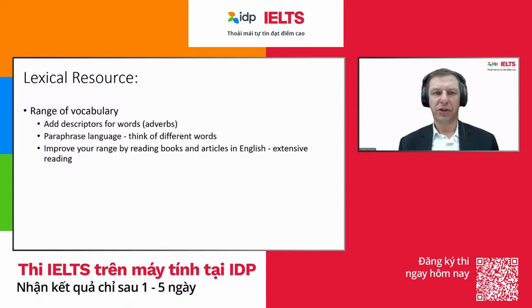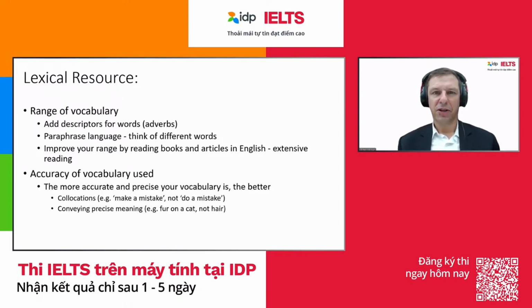Now, you can improve your range of vocabulary by reading books and articles, newspaper articles, things like that, blogs in English. It's called extensive reading. You might think of it as reading for pleasure. It's a great way of learning vocabulary, and it is how native speakers improve their vocabulary. But it's not just about the range. It's also about the accuracy of the vocabulary that you use. If you want to get the really high band scores in lexical resource, you need to try to use the vocabulary as accurately and precisely as you can. So the more accurate and precise it is, the better.